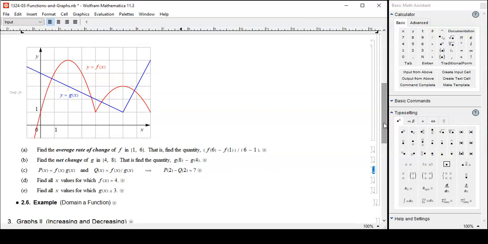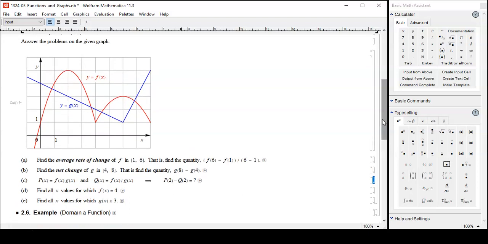D. Find all values for which f of x is equal to 4. F of x, that's the function value, the y-coordinate, is equal to 4. Y-coordinate, 1, 2, 3, 4. Look at my mouse. Y-coordinate is 4. And then we have to look at the red graph. Here's one crossing when x equals 1. Here's a second crossing when x equals 3.